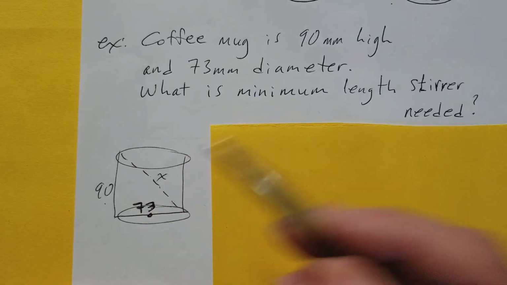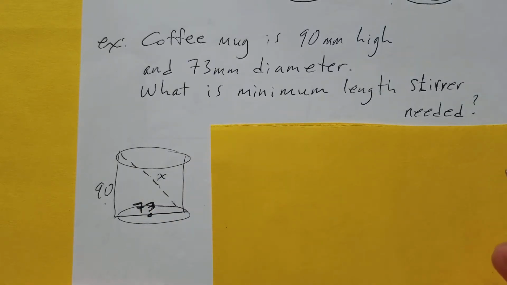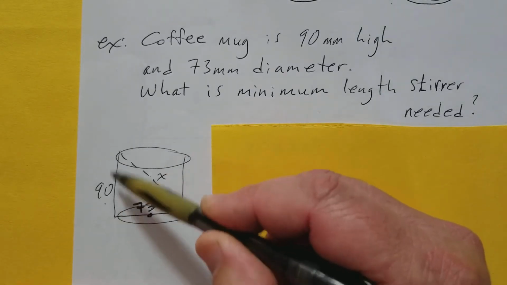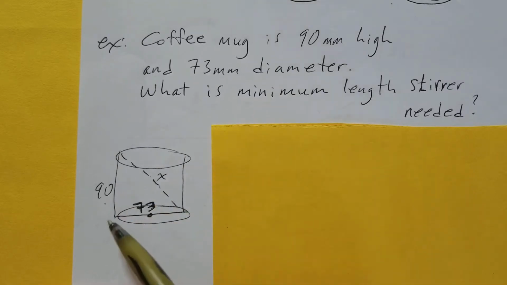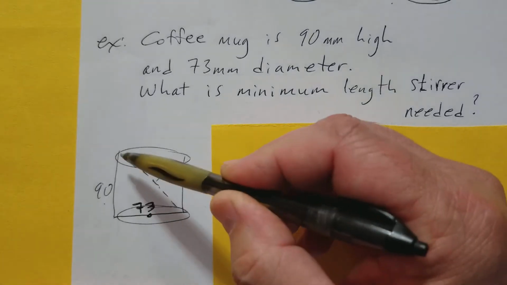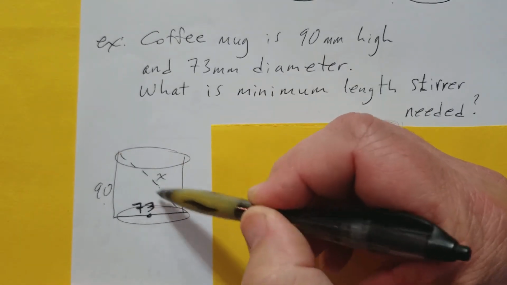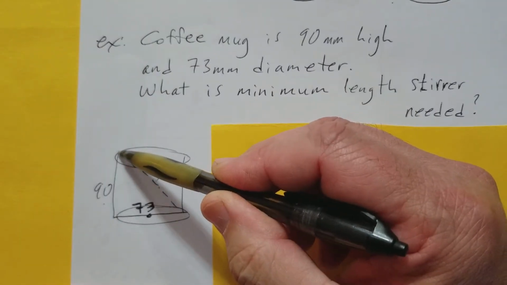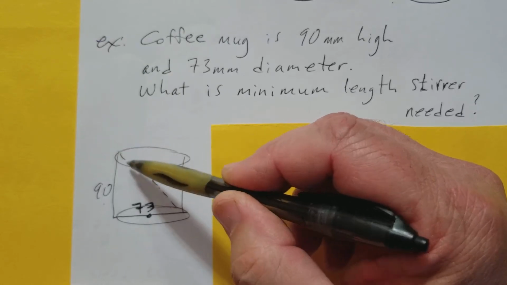Circle, circle, connect, and there's my coffee mug. Now, it's 90 millimeters high, so there's my 90, 73 diameter, so all the way across there, and the stirrer would be this diagonal, right? So it can't be any shorter than this, it's got to be longer, so this would be the minimum.